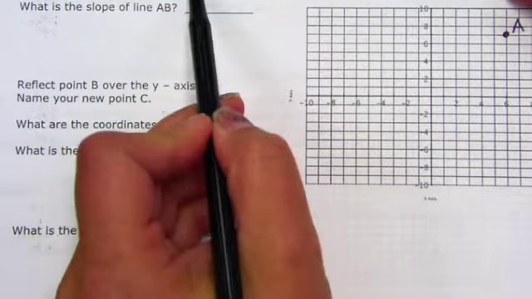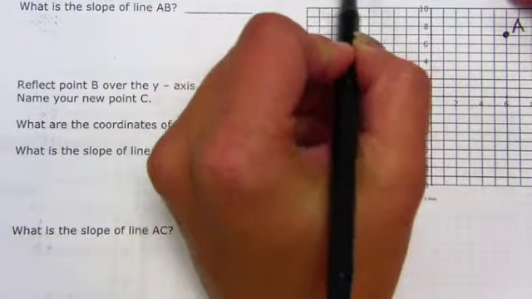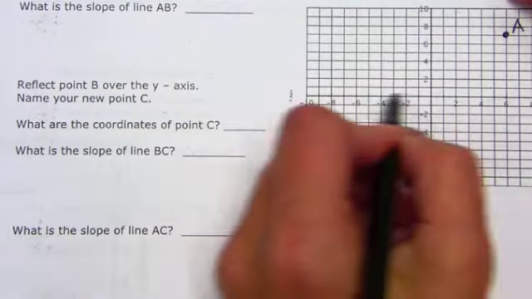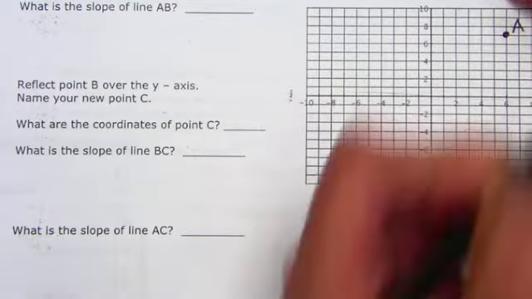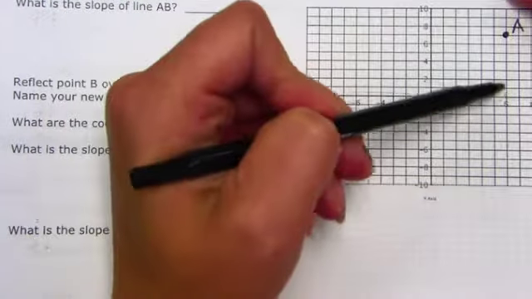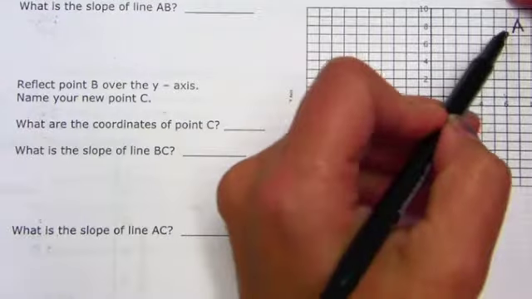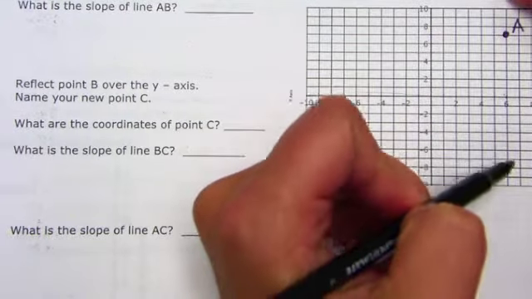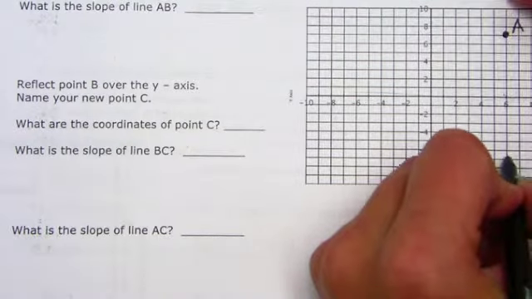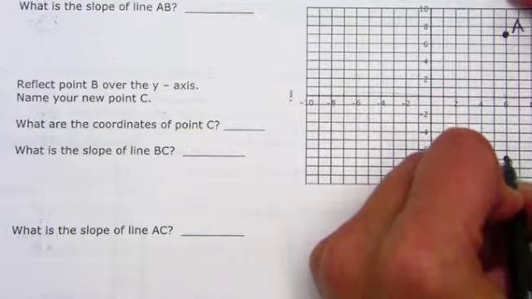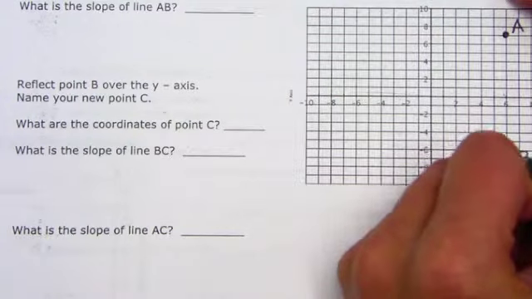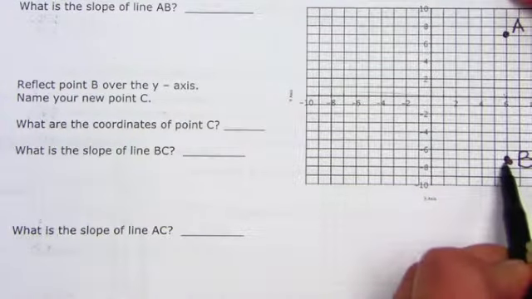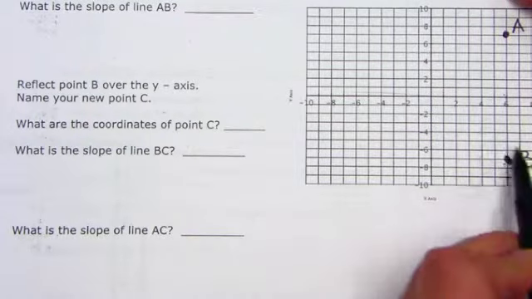We want to reflect this point over the x-axis. Remember, the x-axis is your horizontal axis. So the x value is going to stay the same, but it has to go 7 units down over the x-axis. And we're going to label that point B. The new coordinates for point B would be (6, negative 7).